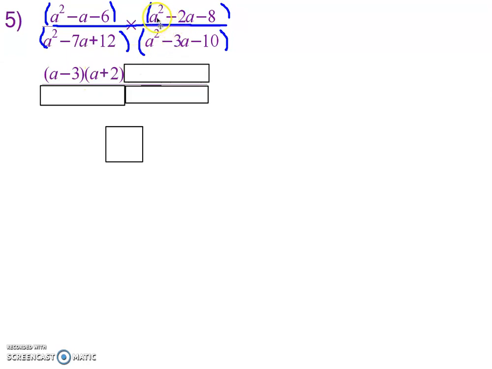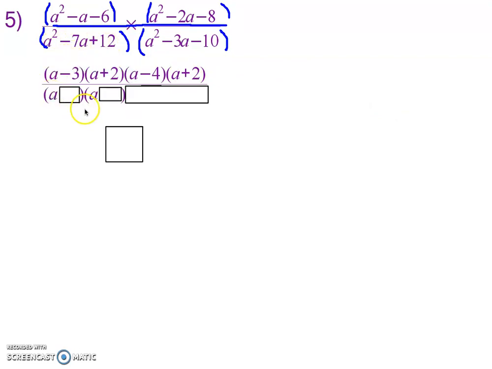On the second one here, three terms, can't pull out a GCF, so set up our reverse FOIL, two parentheses, a times a is a squared. We're looking for what numbers multiply together to give us -8, that combine together to give us -2. That's -4 and +2.